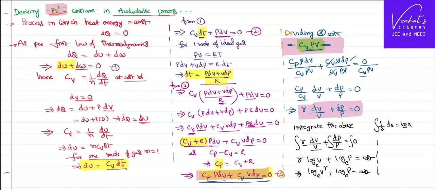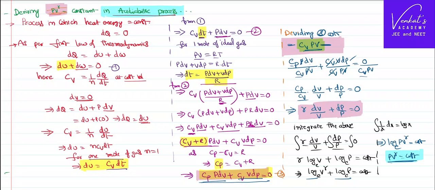Now by simplifying it further, we know log m plus log n can be written as log mn, so that becomes log PV power gamma base e equal to constant. So if you take the anti-logarithm on both sides, PV power gamma is the anti-logarithm of a constant, which is also a constant. So the result that I have got is PV power gamma is constant in a process called adiabatic process.